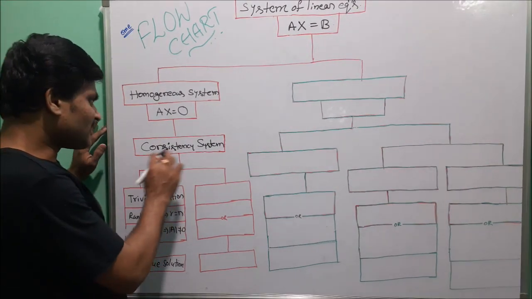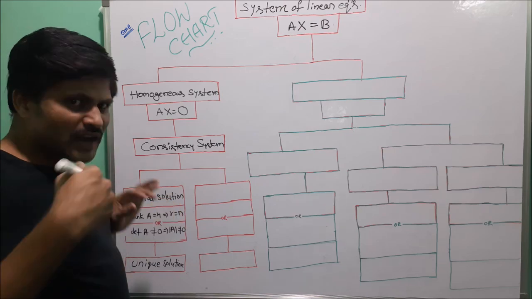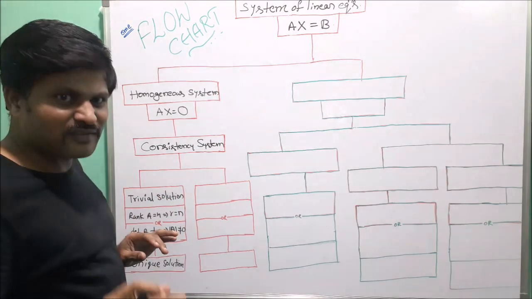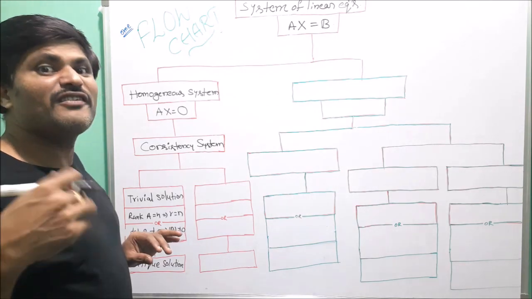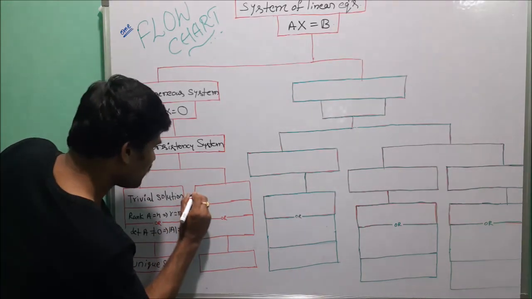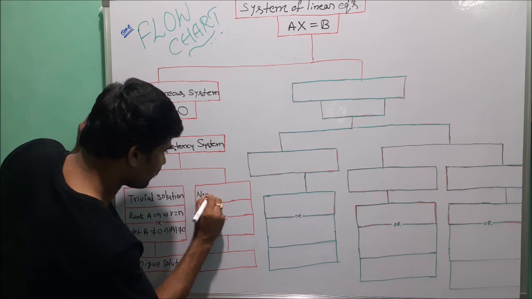Similarly, this consistent system may have more than one solution. That means that type of solutions is always non-zero solutions or non-trivial solutions. So here a non-trivial solution exists.